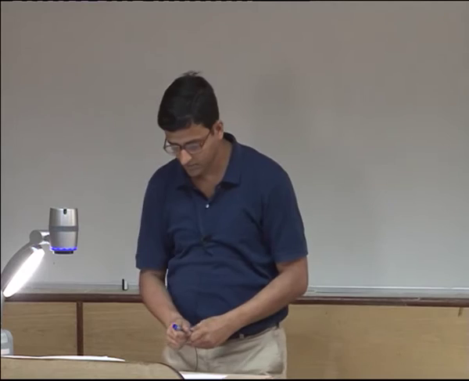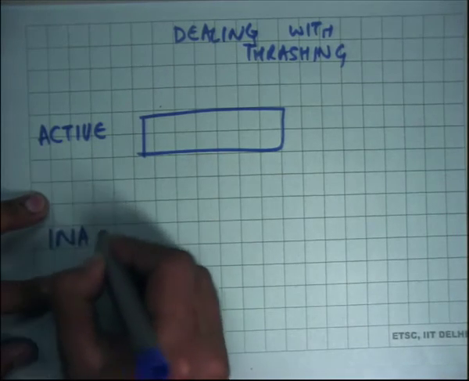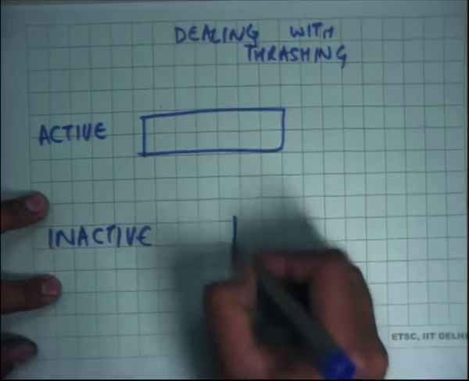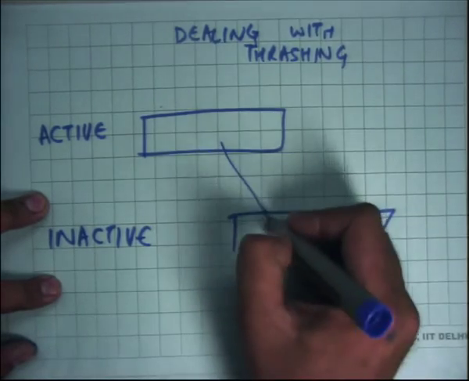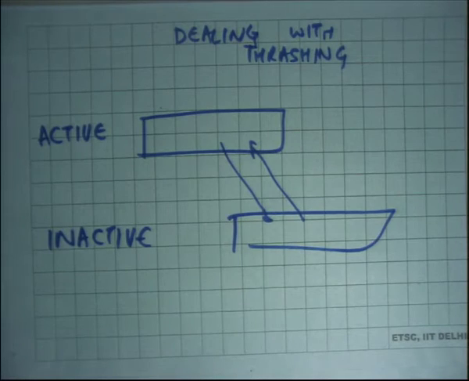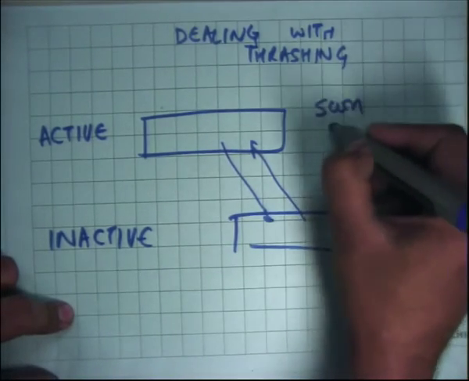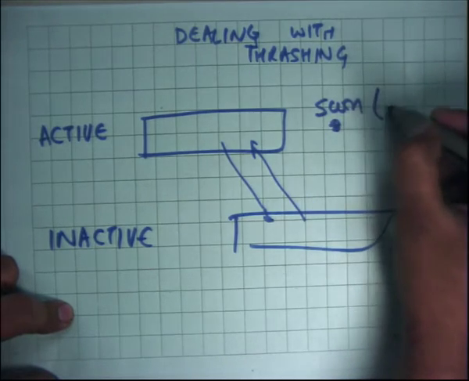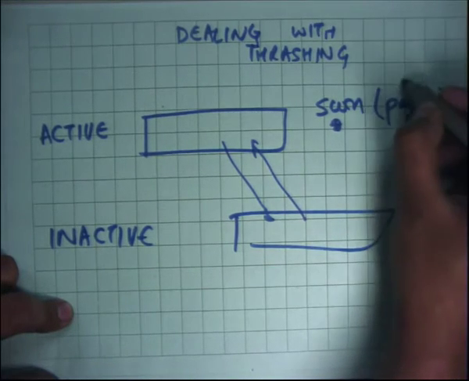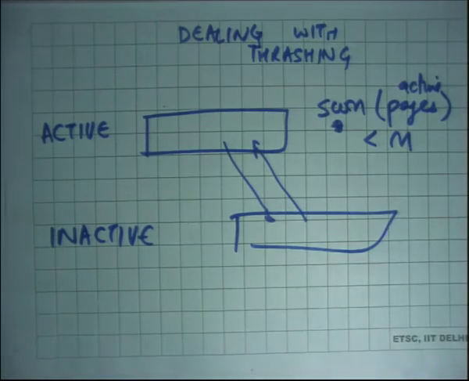So basically, have a set of active processes and a set of inactive processes, and keep moving processes from active to inactive, and make sure that the sum of active pages inside the active processes is less than, or comfortably less than, physical memory.